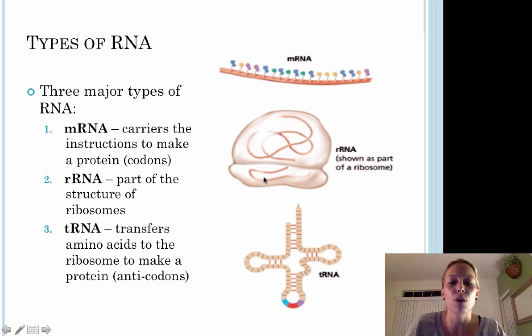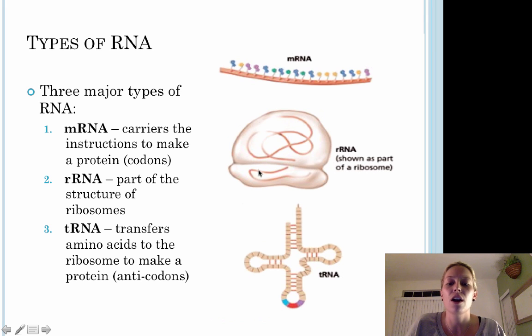Now, our ribosome is made up of our next type of RNA, and that is rRNA. So rRNA is part of the structure of the ribosome. And remember that ribosomes are involved in making proteins. They're the site of protein synthesis. See, this all links together. If you memorized your organelles, you know all about the ribosome and the function of the ribosome. So our rRNA is part of the ribosome.